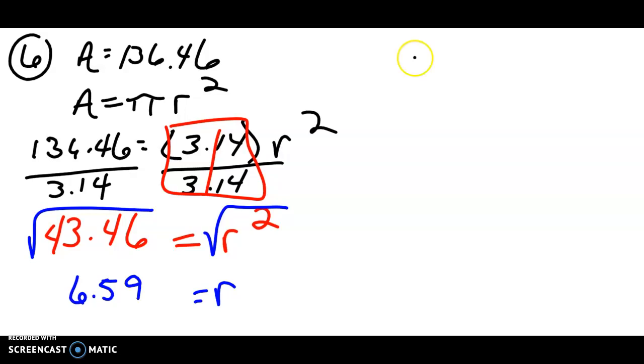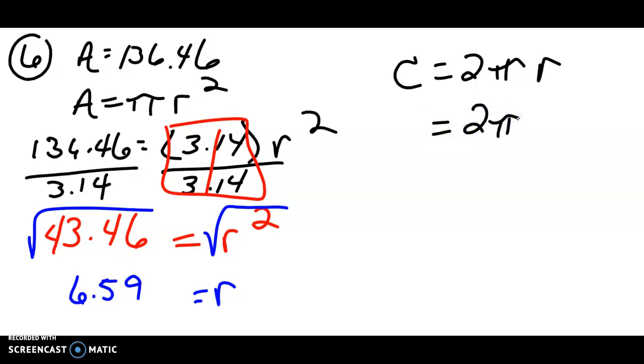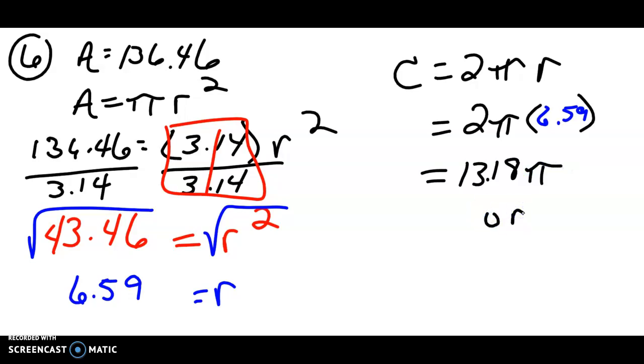All right, now that we have the radius, we want to find the circumference. So we're going to substitute that value in for r. So we have 2 pi, and we're going to put in 6.59 for the radius. 2 times 6.59 is going to give me 13.18 pi, so that's in terms of pi. And the decimal approximation for this would be 41.39. So hopefully that gets you started on the area and circumference of circles.